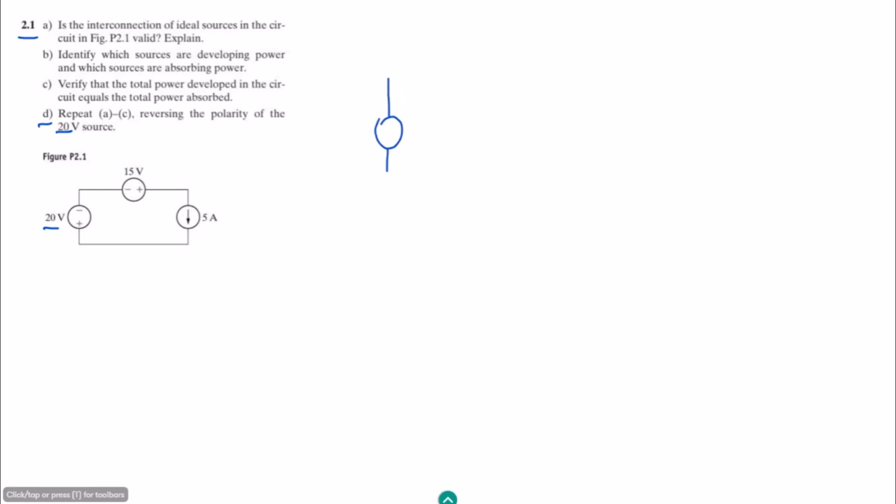Let me reverse it. This is the first source. This is the second source. Okay, and the third source is here we have. The polarity of it remains the same. This is of 5 amperes. Its polarity will remain the same. This is plus minus 15 volts, and we have to reverse the polarity of this 20 volts. So this will remain the 20 volt, but the polarity of it would become this plus, this minus, while here we can see that it was negative and positive here. Okay, so now we have this circuit.